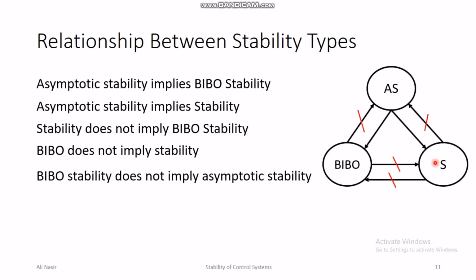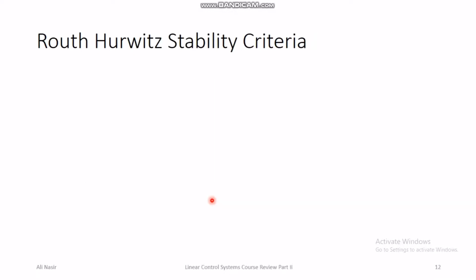So these are the relationships between different types of stability in a system that we have already discussed in the course, and today we are reviewing that concept. Next thing that we discussed in the course was the Routh-Hurwitz stability criteria.